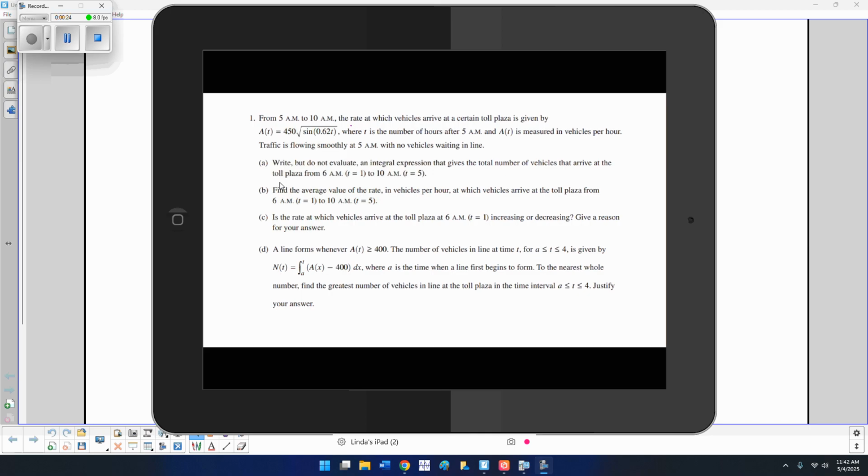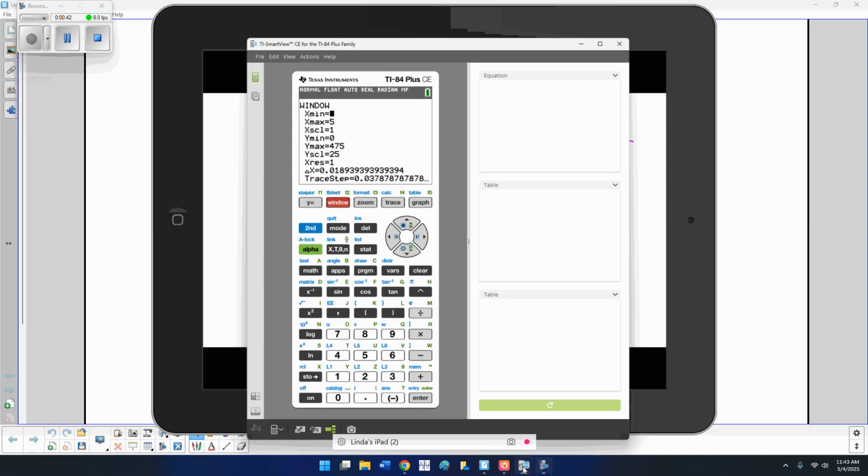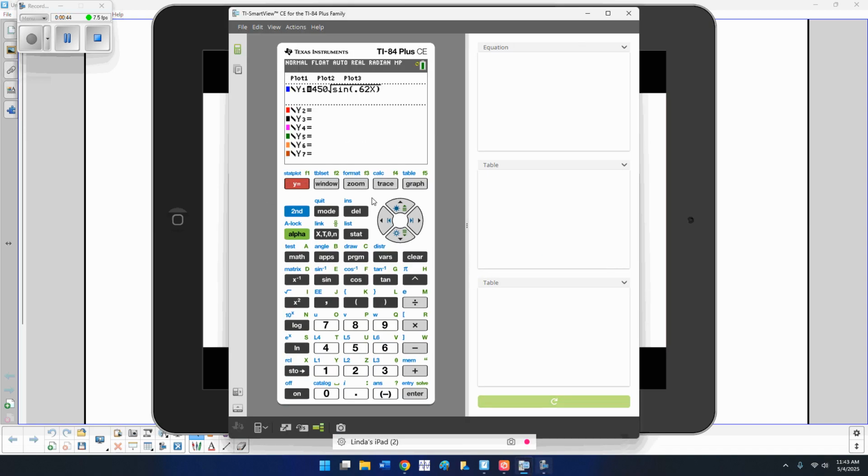The rate at which vehicles arrive at a certain toll plaza is given by this function here, where T is the number of hours after 5 a.m. and A of T is measured in vehicles per hour, just making it really clear that it is a rate. Traffic is flowing smoothly at 5 a.m. with no vehicles waiting.